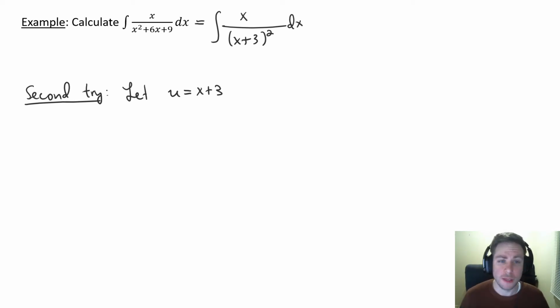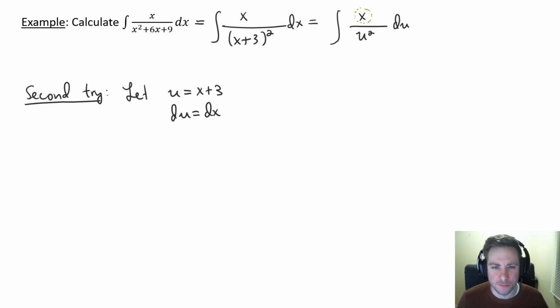So let's try it. If we make this substitution, then du equals dx, which is pretty nice, but you still end up with this pesky x in the numerator. So what can we do with that? Well, that's where we go back to our substitution and figure out what x is equal to. Rearranging that equation shows us that x equals u minus 3 in this case.